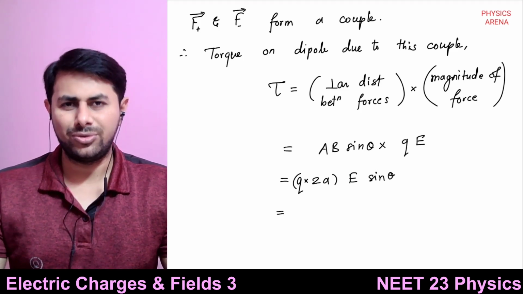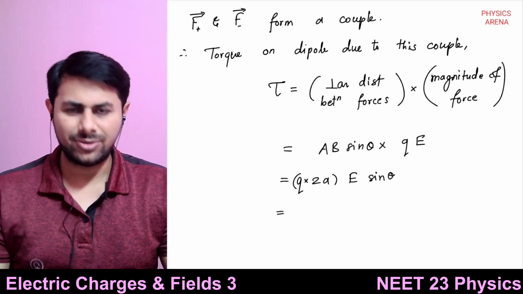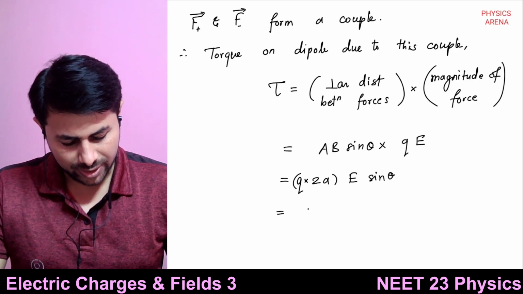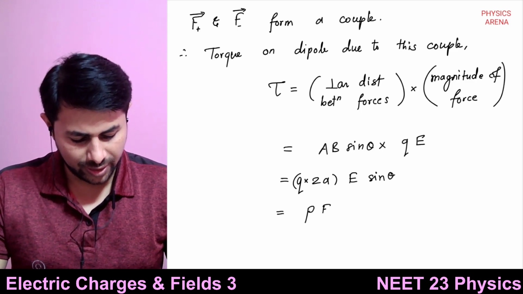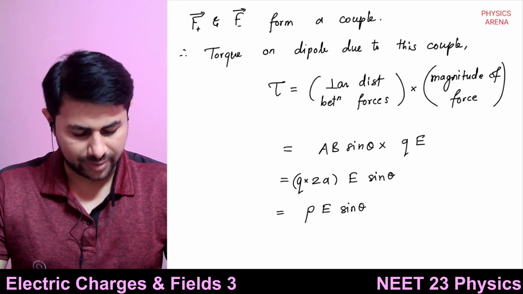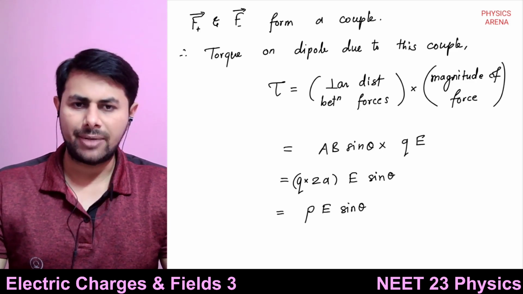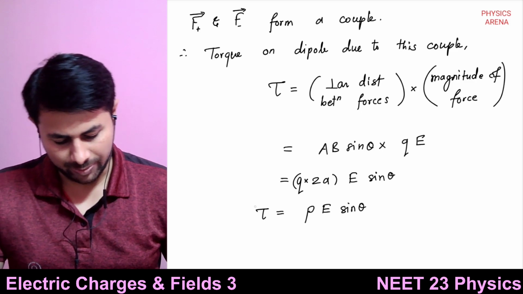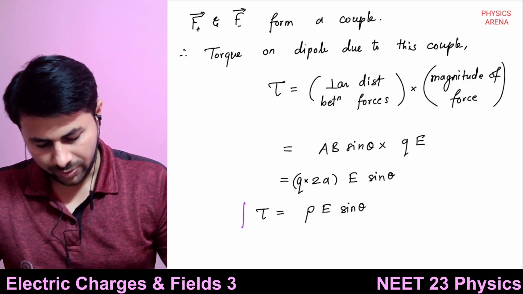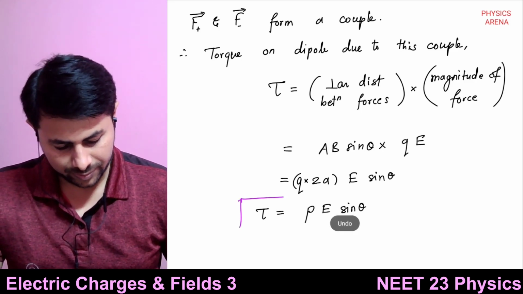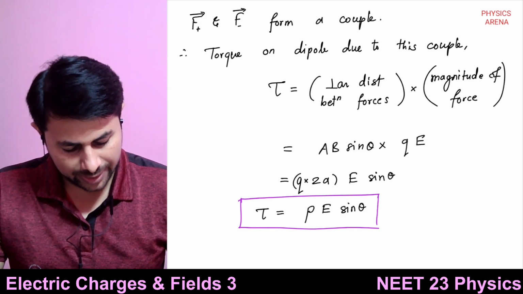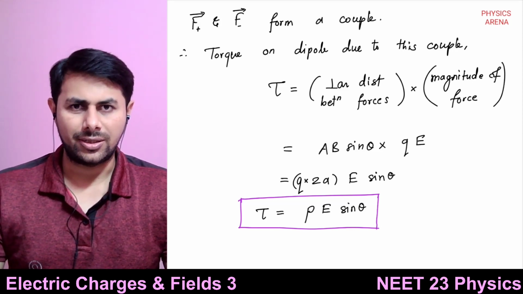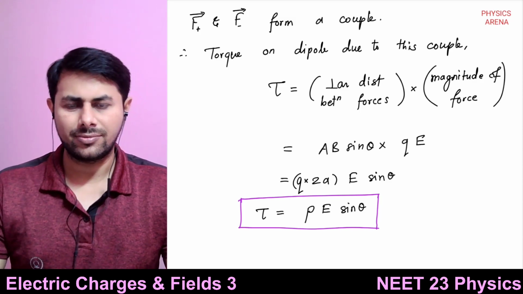And what is Q into 2A? It is the magnitude of the electric dipole moment, right? So this was P into E into sine theta. P multiplied by E multiplied by sine theta. This is the torque acting on a dipole in a uniform electric field. So this is the magnitude of torque, and we know torque is a vector quantity. What will be its direction?